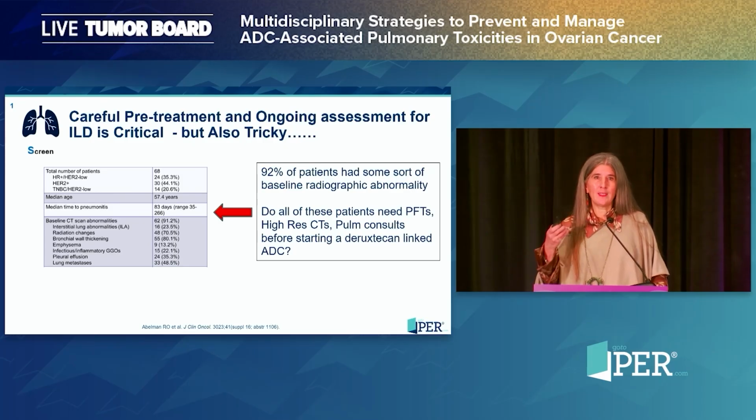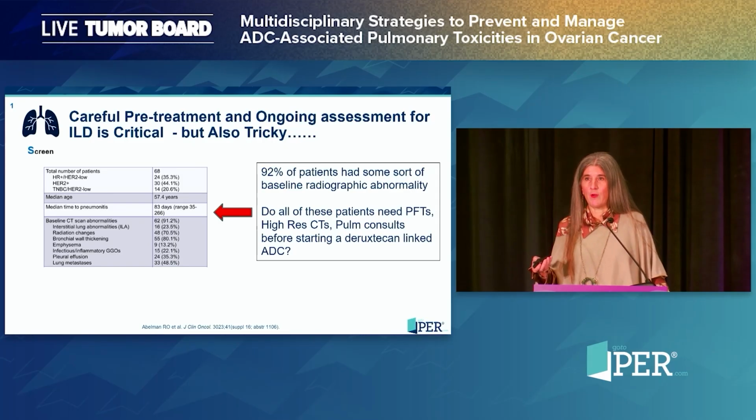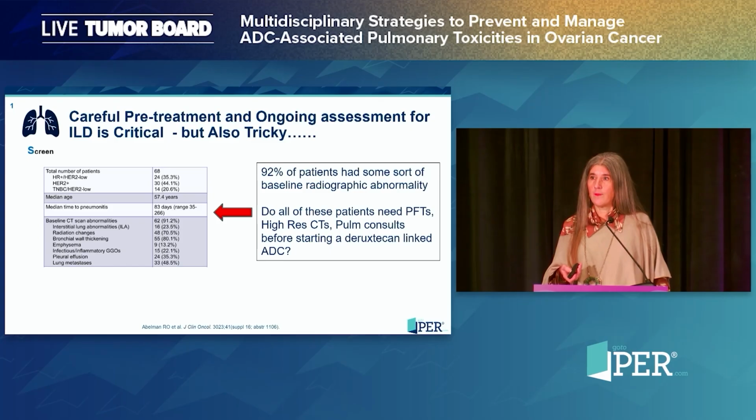And they went back to the baseline CTs that very smart medical oncologists looked at and said that patient was okay to start TDXD, and they had them all centrally re-reviewed by a radiologist to say, what would you have said if you had been given the opportunity to look at this? And 92% of the patients who started TDXD with recurrent breast cancer had some baseline radiographic abnormality. Almost 100%. So if you use that to gate access to any of these ADCs, we're going to be not using them, in anyone. But then do all of these patients need a baseline PFT?